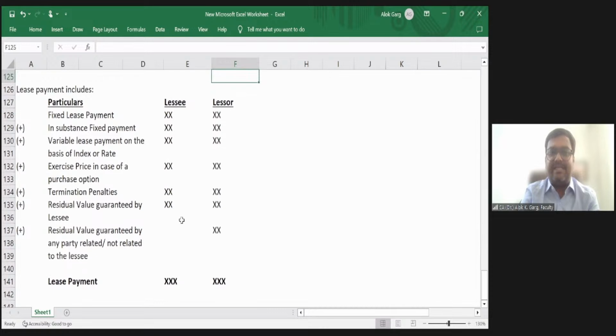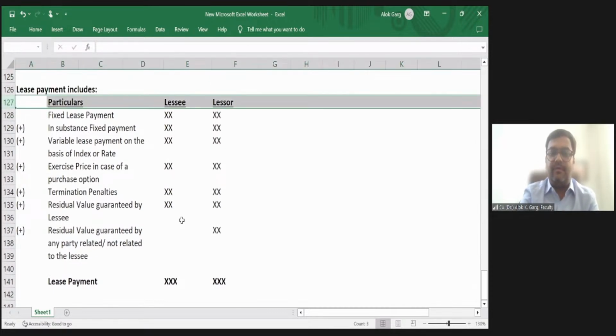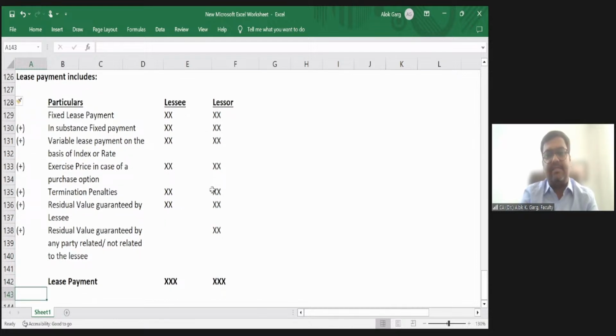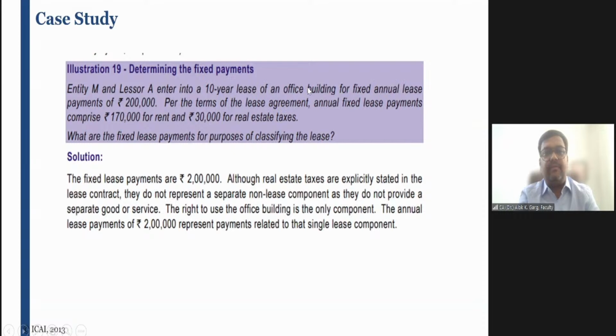I'm going to share this Excel file with all of you. Don't worry about that. By the help of this, you will be able to understand. Right. Now, we will cover some examples. We'll cover this thing with some examples.